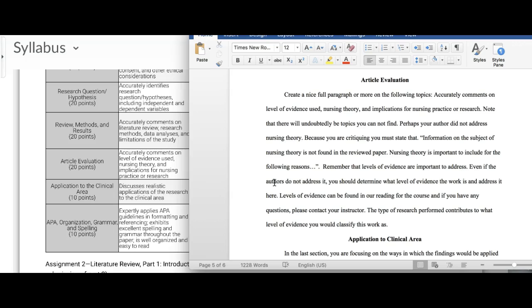And then implications for nursing practice or research. So really the implications for nursing practice can relate specifically to your work area. So if this topic is one that you're passionate about, and many of you have chosen a topic you're passionate about, how could you take those results back to the work area? Would they be valuable and useful there?